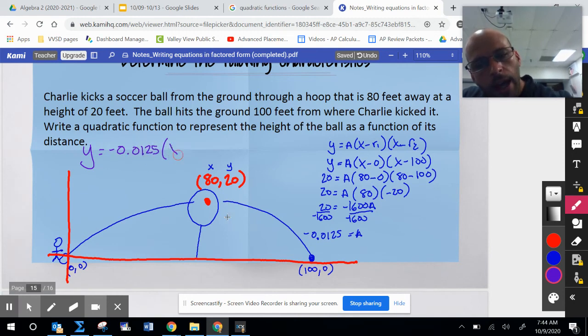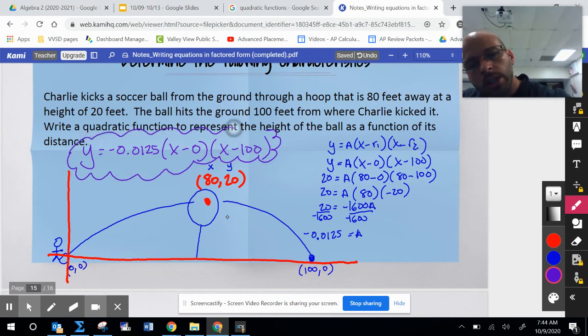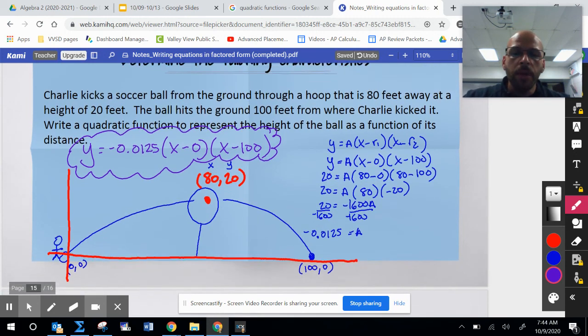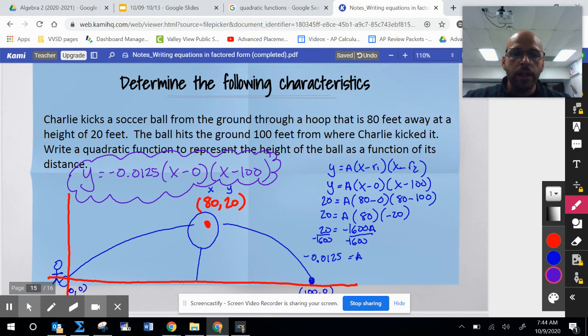Okay, so my equation is y equals negative 0.0125 times x minus my first x-intercept, which was at 0, and then x minus my second x-intercept, which is at 100. And this would be the equation for my quadratic. Okay, hopefully that helped. That was my last slide. So again, we're just writing the equation for a quadratic in factored form. And when we do that, we need two x-intercepts, and we need a point, and then we can write our equation for that graph. Thank you.